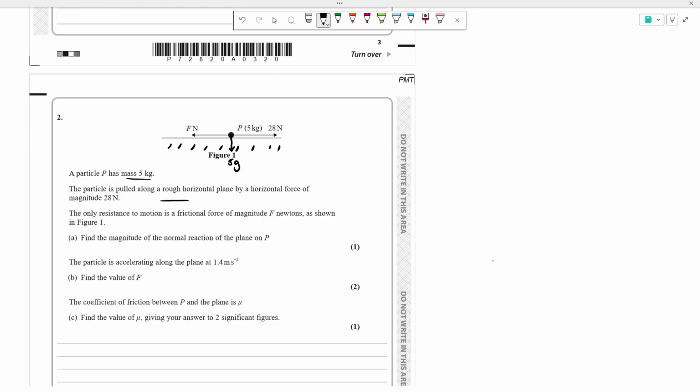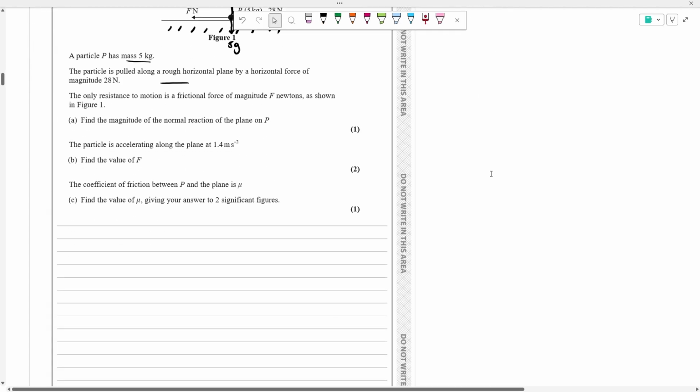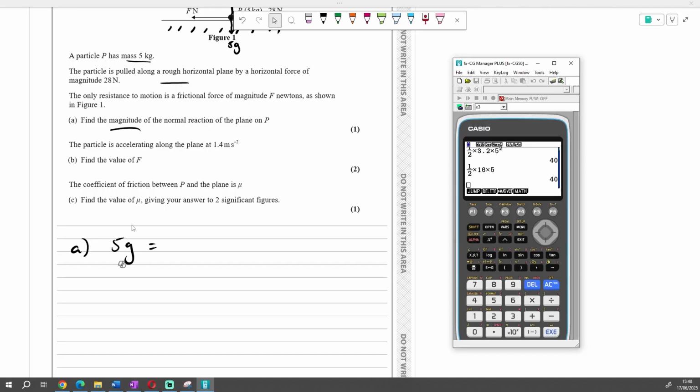That's pretty simple. The reaction force will equal the downwards force. Up is equal to your downwards forces. At the moment our only downwards force is 5g, so that means your reaction force upwards also has to be 5g. But because it says magnitude, we should probably work out what g is. In our calculator, we can just do 5 times 9.8. That gives you 49.